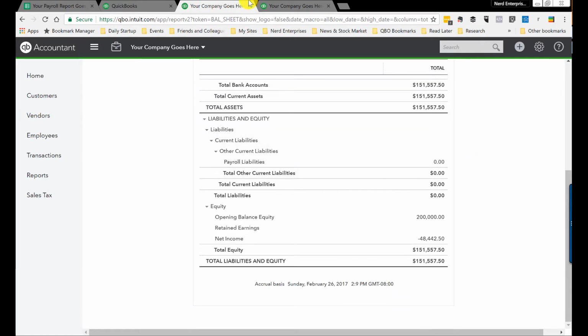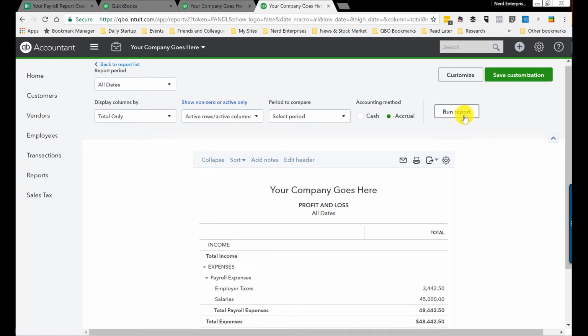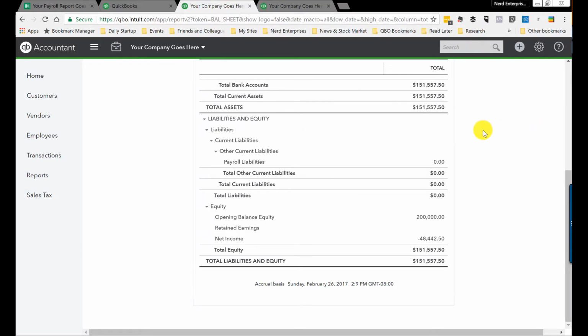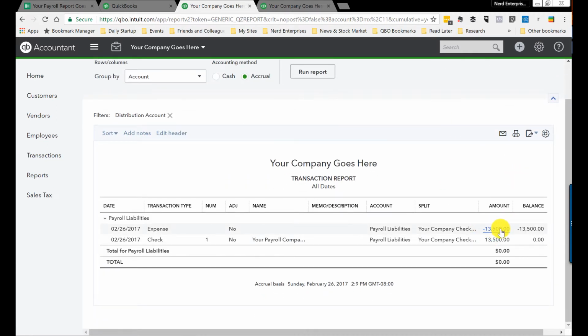Right? See? Paid. And we go to the profit and loss, and now we should see an additional amount for the employer taxes, and sure enough, there it is. And that closes out the whole payroll cycle when you're doing it under this method. If I click into this zero, you'll see how nice and clean it is. I have the $13,500 that came in from when I took it out of the employees' paychecks, right? And then the $13,500 going back out to zero it out.